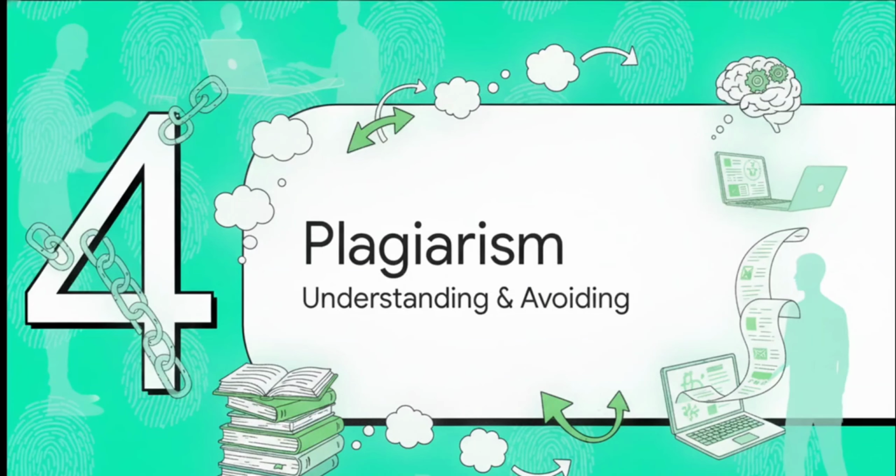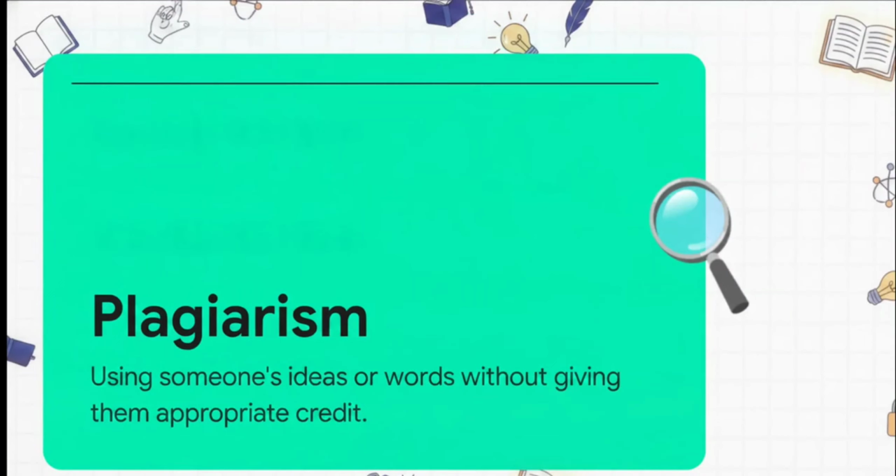Section 4, Understanding and Avoiding Plagiarism. Once you've collected your data and you sit down to actually write your paper, academic ethics become the name of the game. The definition of plagiarism is pretty straightforward. It's using someone else's words or ideas without giving them the proper credit. It's a massive deal in academia. Why? Because it completely undermines the entire scientific method we just talked about.